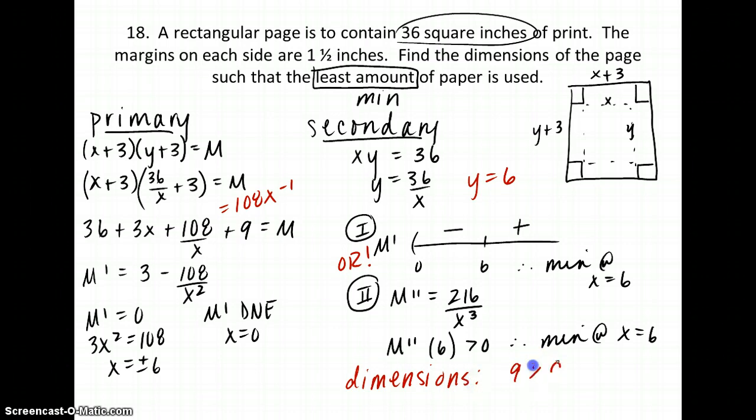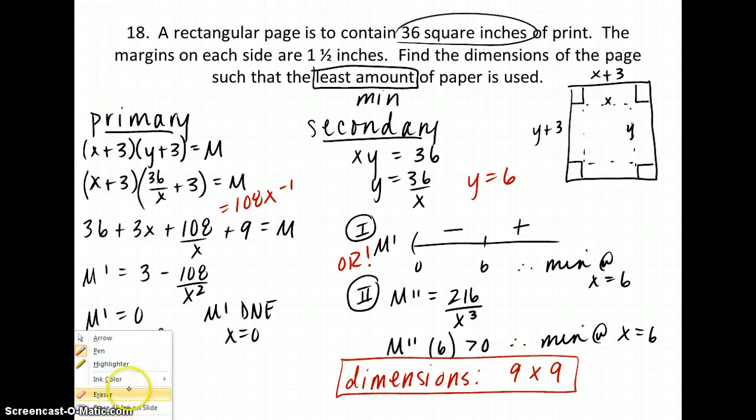A 9 by 9 page. The least amount of paper would be used if the paper was 9 inches by 9 inches. So that would be the final answer. What I'll be looking for on a test is that you verify the max or min using either the first or second derivative, and then of course that the question is being answered.